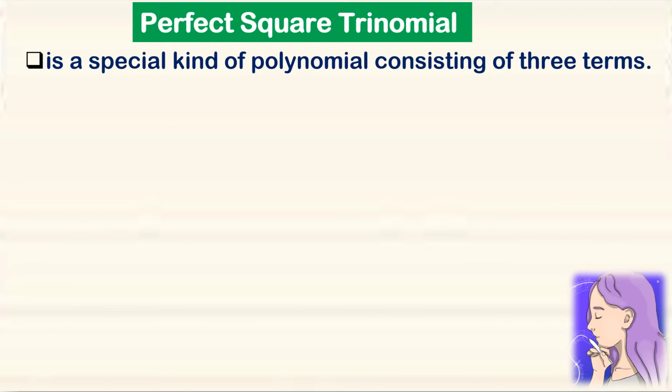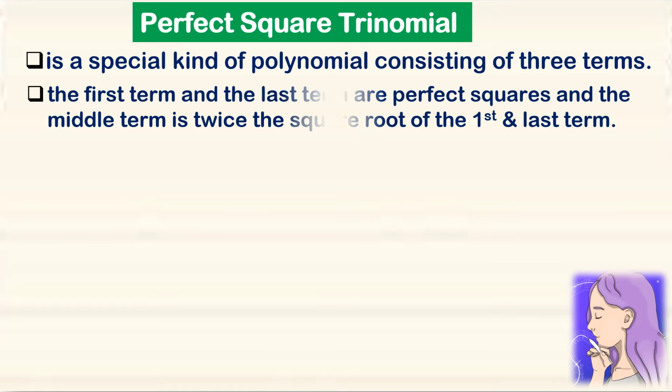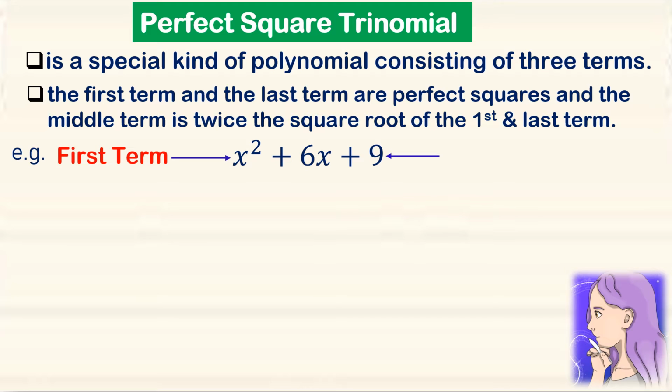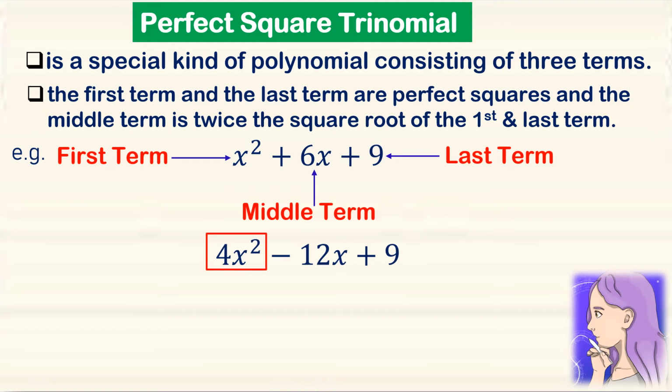Now let us have perfect square trinomial. It is a special kind of polynomial consisting of 3 terms. The first term and the last term are perfect squares, and the middle term is twice the square root of the first and the last term. So we have x squared plus 6x plus 9. This is your first term, this is your last term, and this is your middle term. Always remember that your first and the last term are perfect squares.